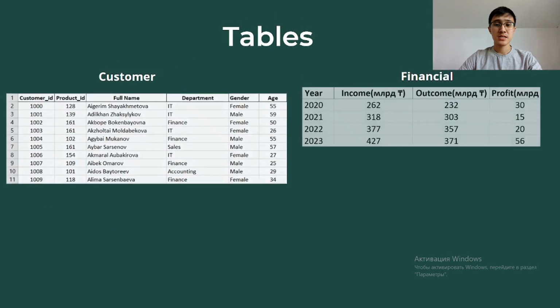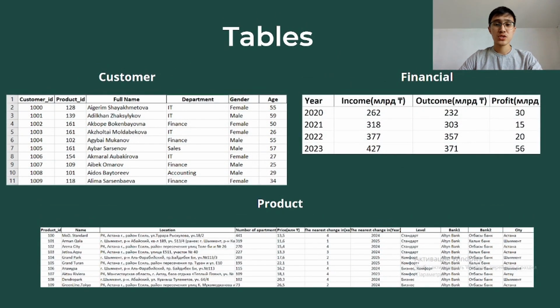First, let me explain the tables. I use three tables in this project. They are the customer, product, and financial tables. These tables will show detailed information about the company.